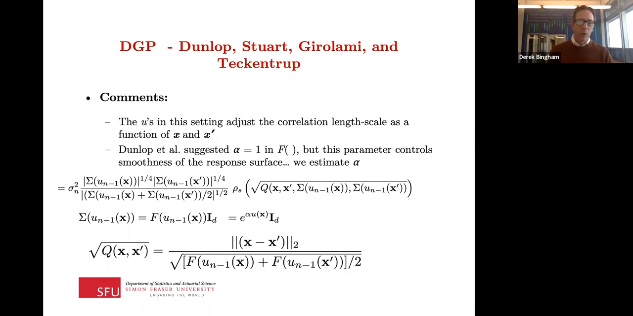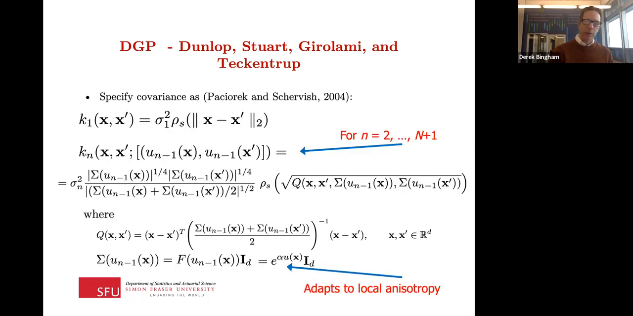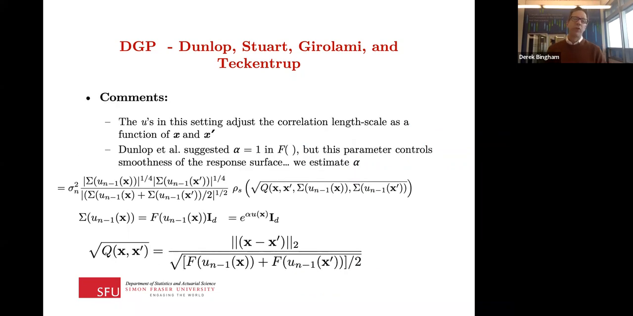All right, so again, what are the comments? The u's in this setting adjust the correlation length scale as a function of x and x prime. Now, there's this other bit here: there's a choice of that positive function of the u's. Here we have an exponential, e to the alpha times u n minus 1. There's the choice, and there's the choice of the parameters in there.